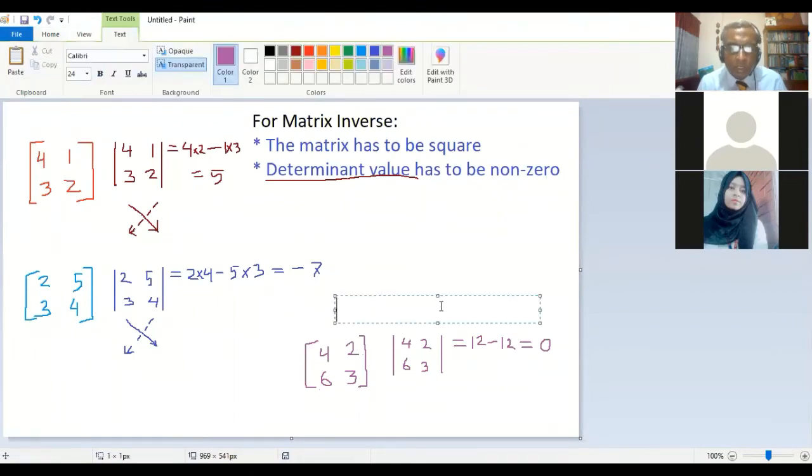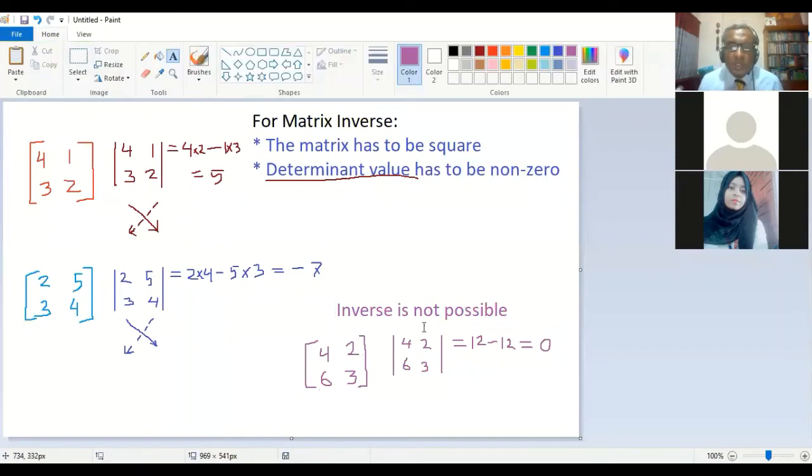For this, inverse is not possible. Why not possible? Because the matrix has a determinant, and the value of the determinant is 0. So this is the condition. Is that okay? Do you understand up to this part? Yes, sir. Okay, now I will explain how to do the inverse for a 2x2 matrix.